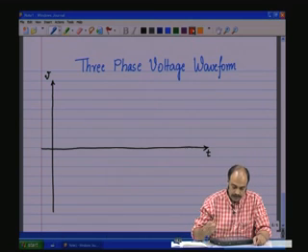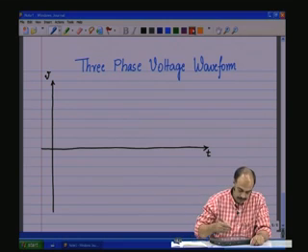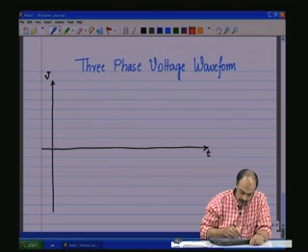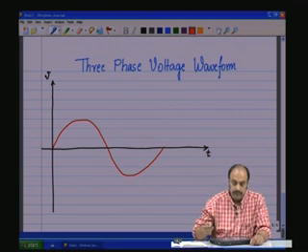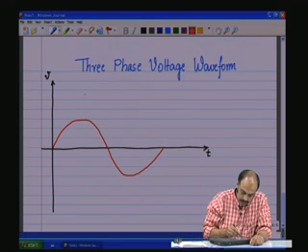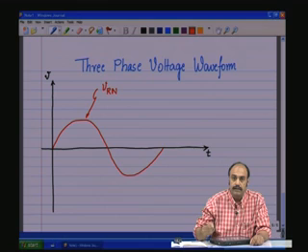Let us write these 3 waveforms in 3 different colors. So, first R, I am choosing the red color for the R. You have its sine wave here. This is V R N.